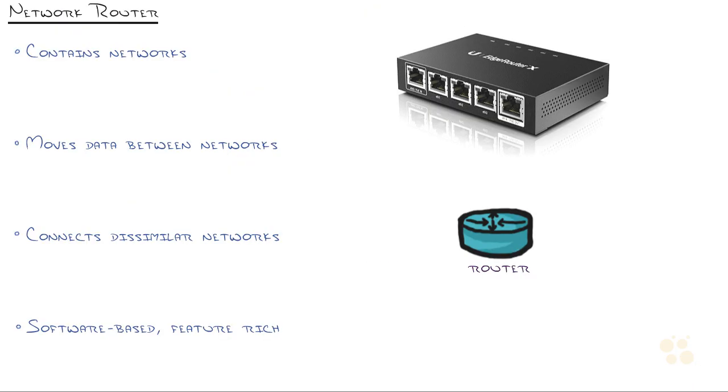Well, let's first explain what a network router is all about. And don't just read through the bullets because you'll be very confused if you do. I need to unpack them. A network router contains networks. And it's often represented in a network diagram with a symbol that looks like this.